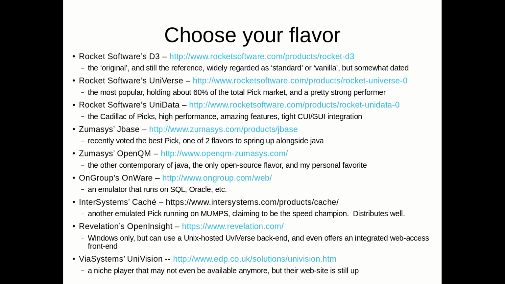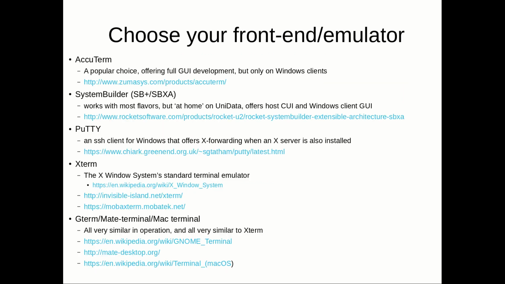And VIA Systems' Univision may not actually be around anymore, but the website is more or less still there. I've been trying to contact them, see if I can get a version. There have been open source versions like Maverick. There's one or two others. PIC is just out there, and it's in so many different versions.